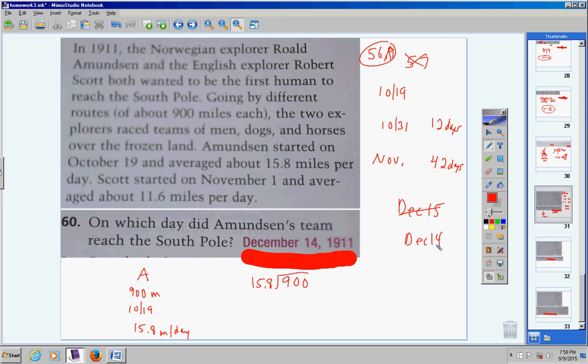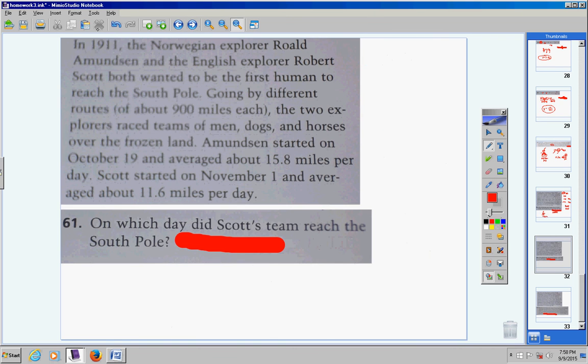Okay. Now, for the other guy, the next question is, on which day did Scott's team reach the South Pole? Okay, let's not make the same mistake I made the last time. We'll be a little more careful when we round here. So he's traveling 900 miles, and he's doing 11.6 each day. So let me grab my handy dandy calculator. 900 divided by 11.6, and I get 77.5.